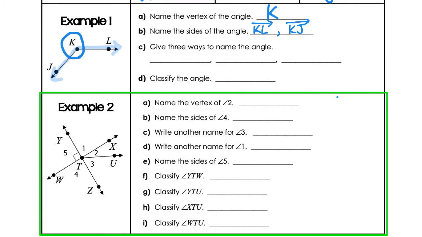Give 3 ways to name the angle. So as long as you have the vertex in the middle, that is correct. So angle JKL, angle LKJ, and also we can say angle K. Classify the angle. So let's say right here that is 90 degrees, and then this angle has more than 90 degrees. It will be obtuse angle.